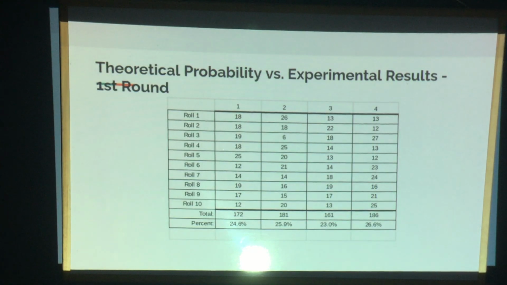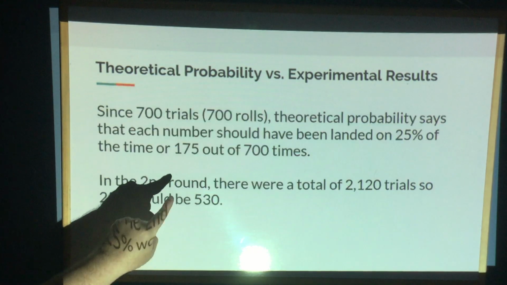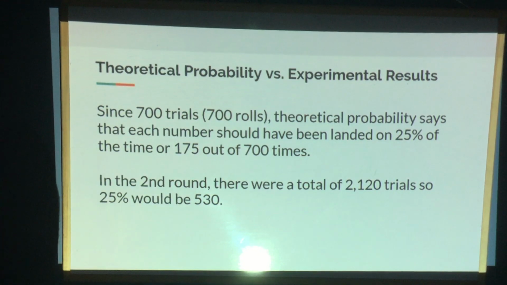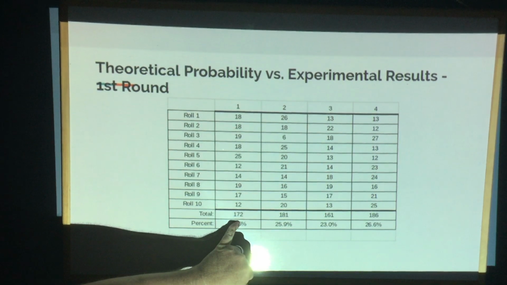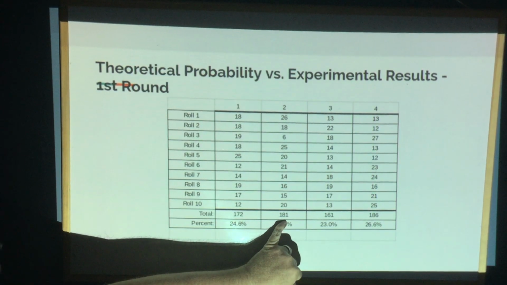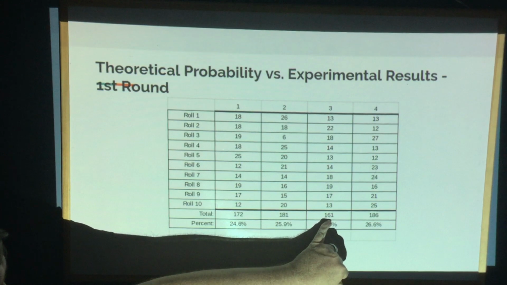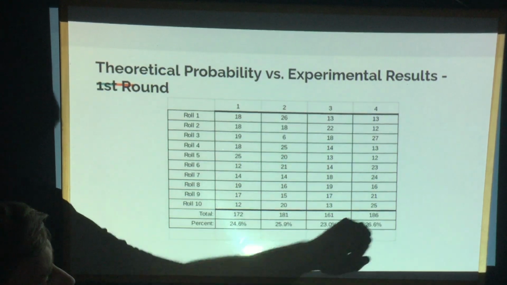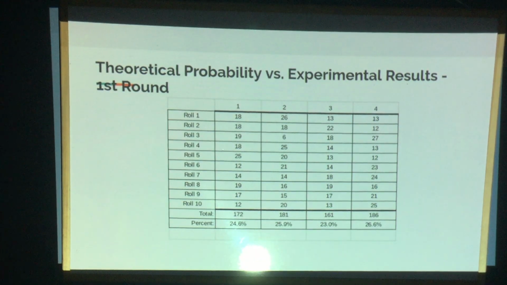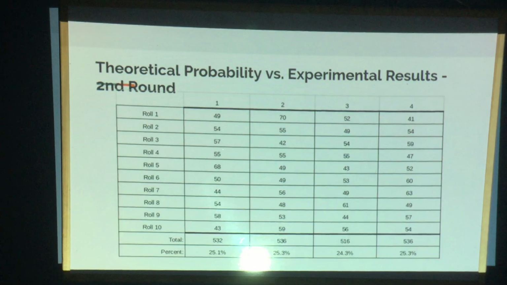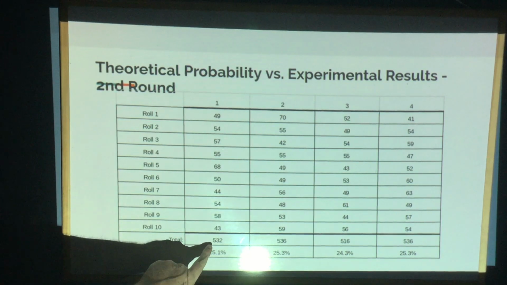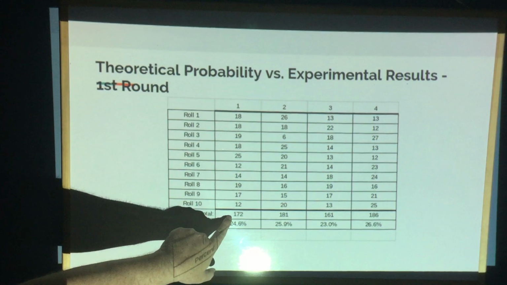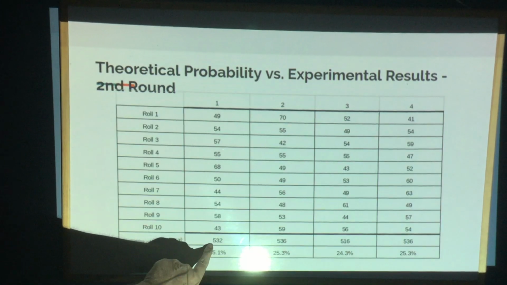Okay, there's the chart from the first time. Now remember, we said 175 would have been perfectly 25% of the time. We had 172, which was only 3 away, 181, which is only 6 away, 161, which was 14 away, and 186, which would have been 11 away. So if I go to the next table, it was supposed to be 530 for this 212. Notice that's the second round. That one, the first one, was only 3 away last time. It got even closer. Barely.